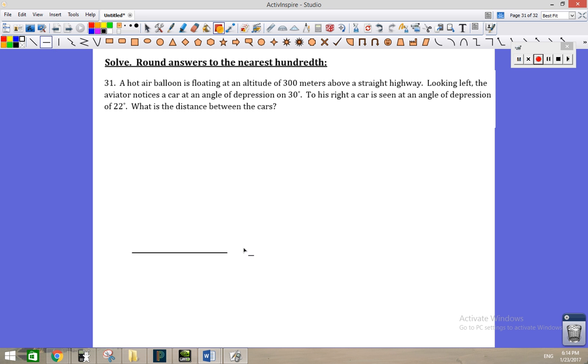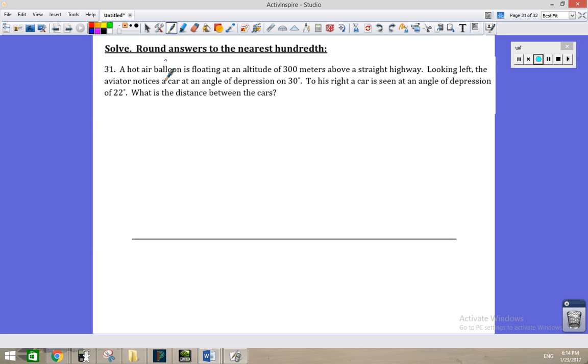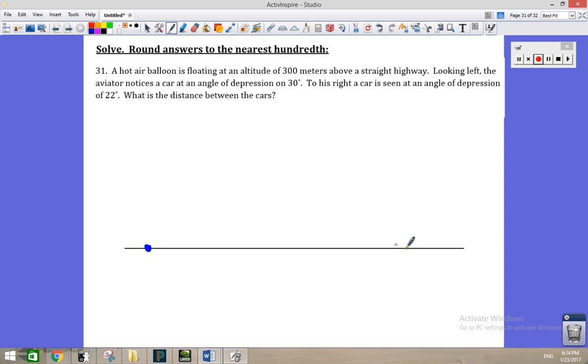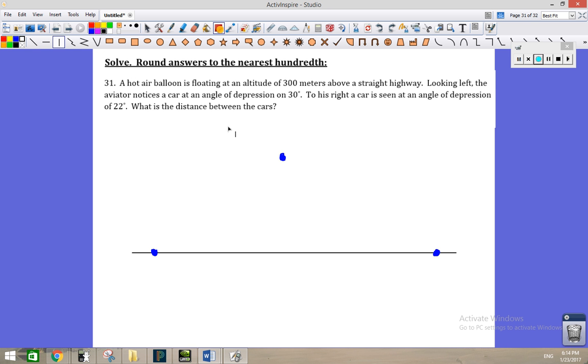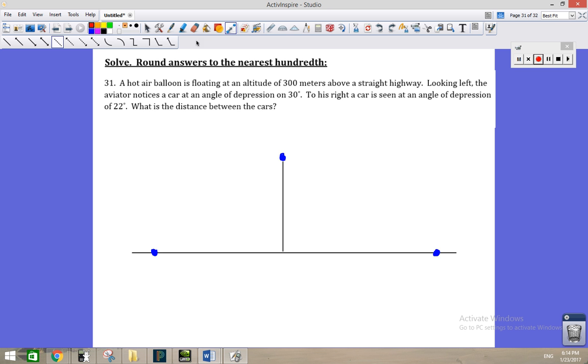Let's draw our road, and on this road we have a car here, we have a car over here, and we're wanting to find the distance between those cars. Up above the road at 300 meters we have a hot air balloon. So let's draw just the horizon. If the aviator in the balloon is just looking straight ahead parallel to the ground, we have this.